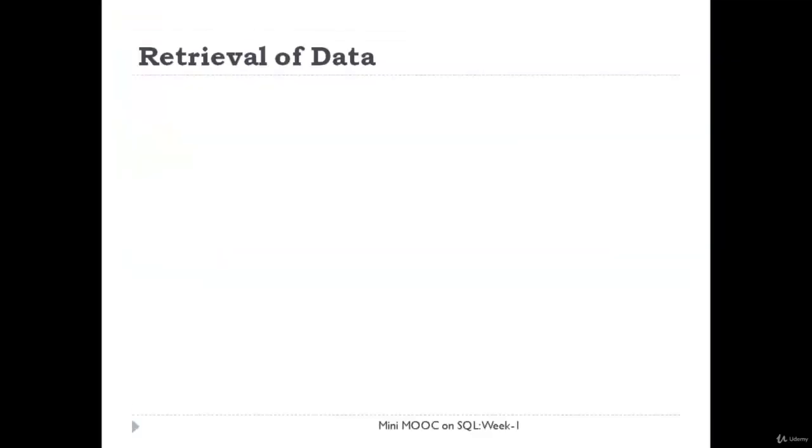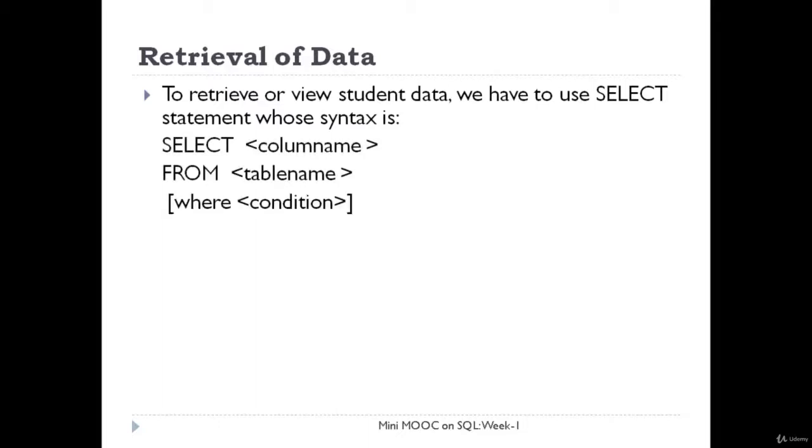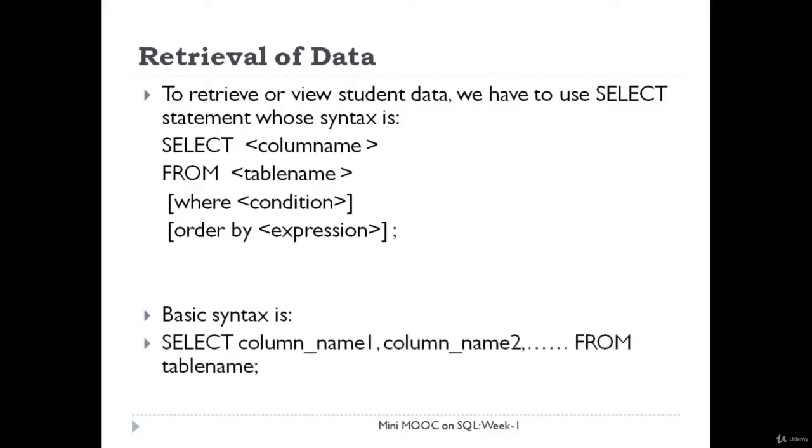To retrieve or select these records, you can use the select statement, and its syntax is select column name from table name, where condition, order by expression. Here where and order by are optional because they are written in square brackets, and its basic syntax is select column name 1, comma column name 2, and so on from table name.